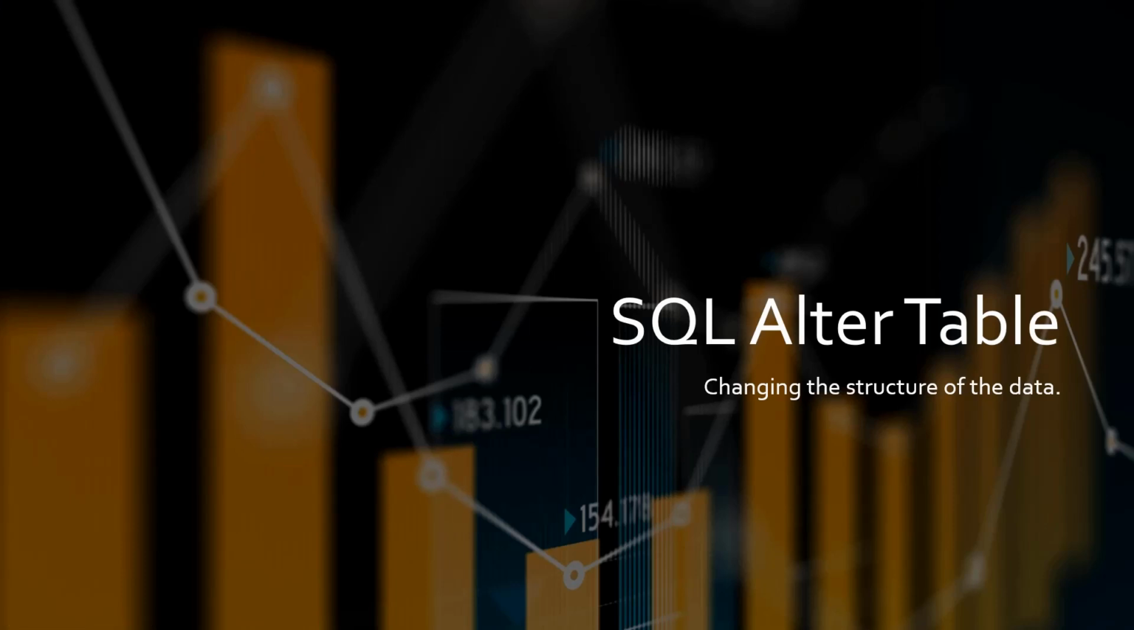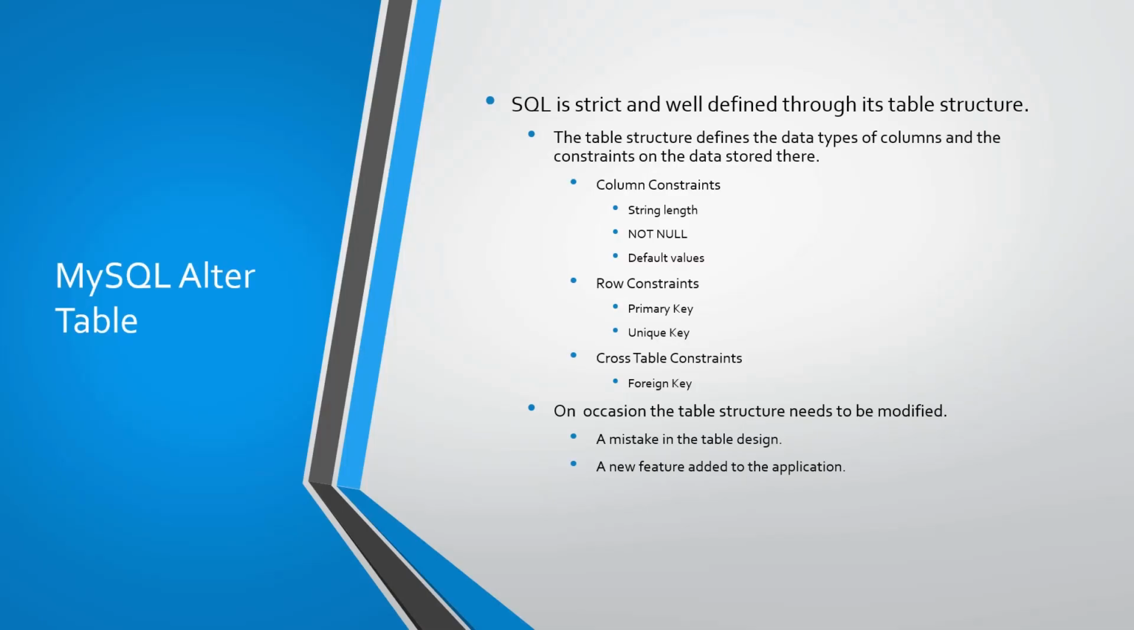Hello. This time we're going to discuss the SQL alter table command. This command allows us to change the structure of the data tables after they've been created. So as we've seen, SQL is strict and well defined through its table structure. The table structure defines the data types of the columns and the constraints on the data stored there.